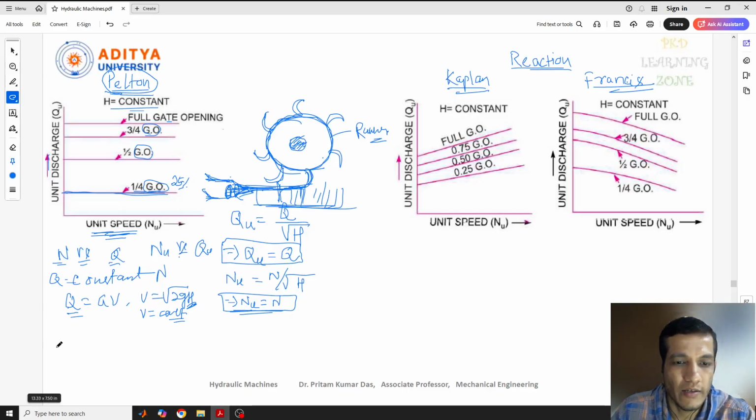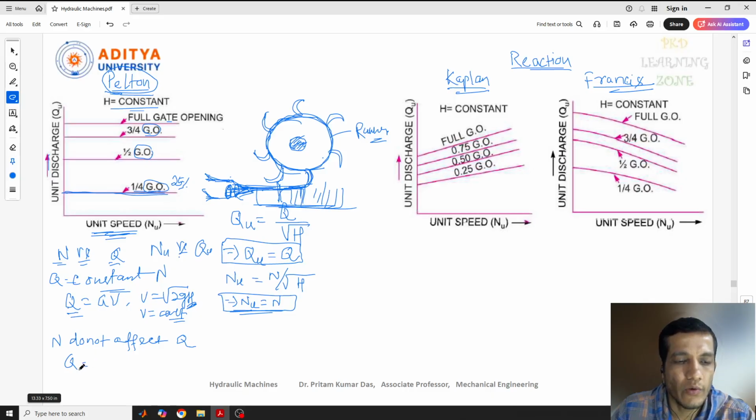That's a very simple thing: the change of unit speed, or the change of speed, does not affect the unit discharge or discharge. So here discharge will be constant. As I told you, discharge will be constant. So here what will we get?